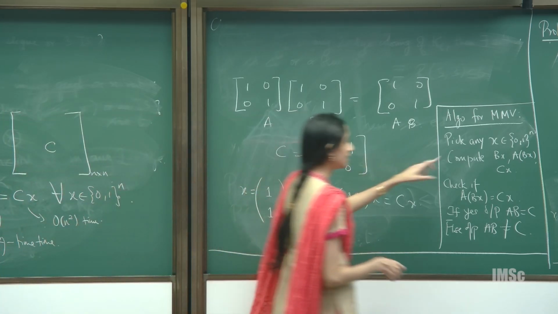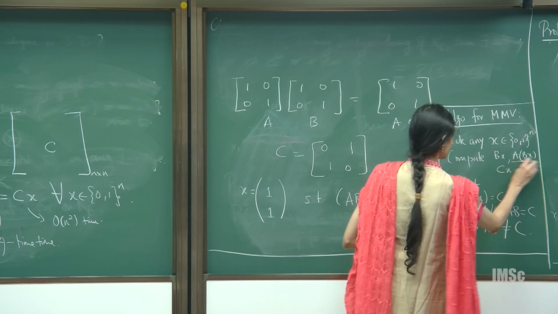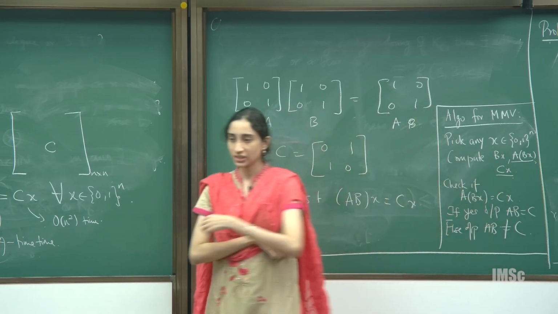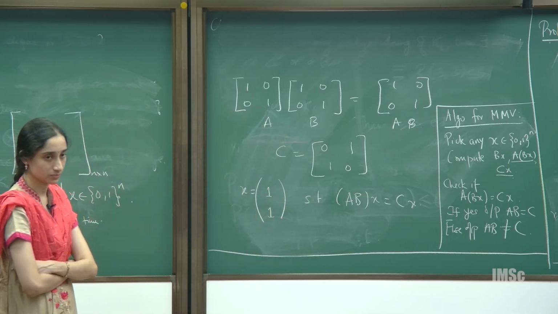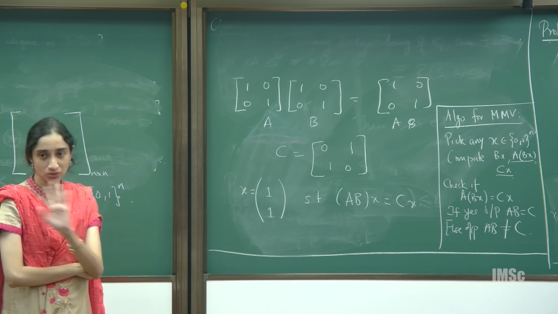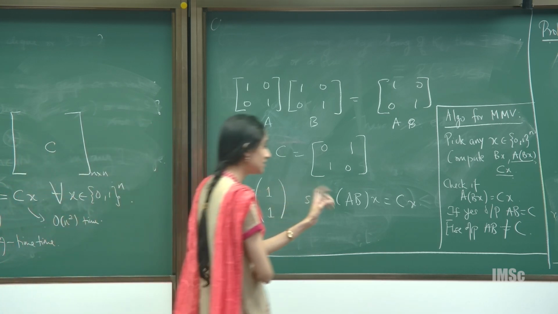It's exactly what we did, right? You pick an x, multiply this and find abx, find cx, check if they are equal. If they are equal, output yes, otherwise output not equal. What is the running time? Order n square. So that's fine. It's a faster algorithm than multiplication.